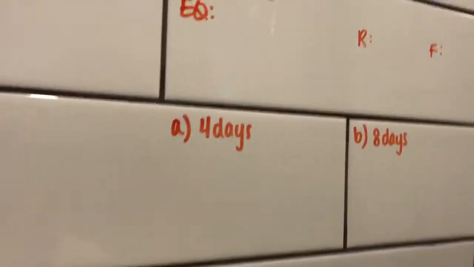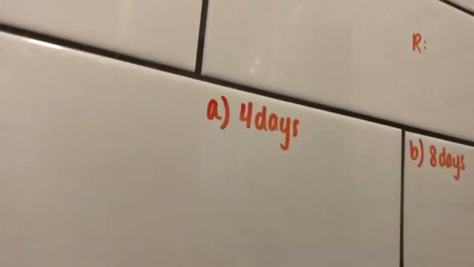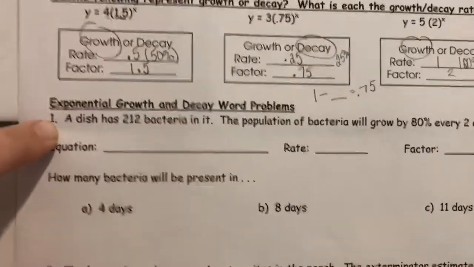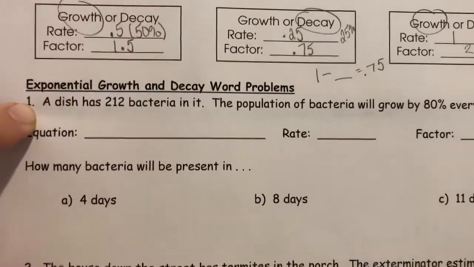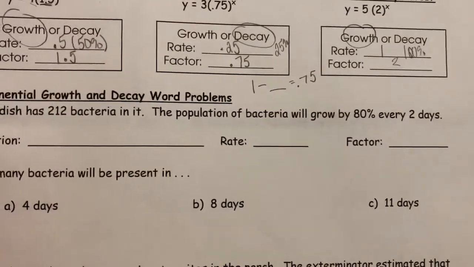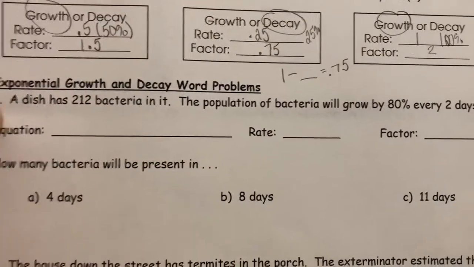So hopefully you'll be able to look and apply it and see how it works in the real world. So I'm going to actually come over to my shower wall over here, breaks it up a little bit, add some color for you, and I think it's easier to read as I go along. So first I'll read the word problem. So right now I'm going to start with a dish that has 212 bacteria in it. The population of bacteria is growing by 80% every 2 days.